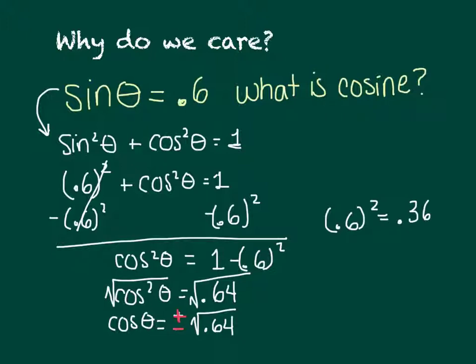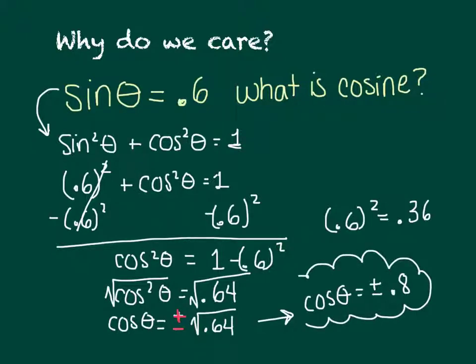I can go to my calculator now and do the square root of 0.64. And I'm actually going to see that the cosine of this angle equals plus or minus 0.8. So please, please, please notice we actually have two answers. The cosine could be a positive 0.8 or the cosine could be a negative 0.8. The next slide is going to show us from the unit circle why this actually makes sense.